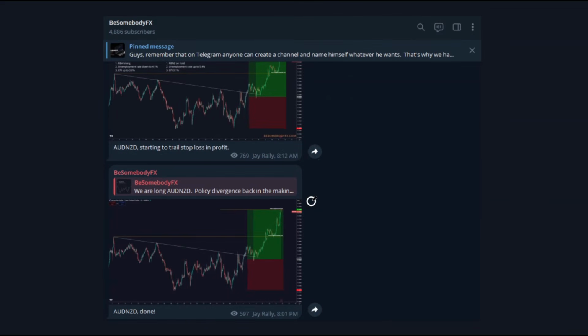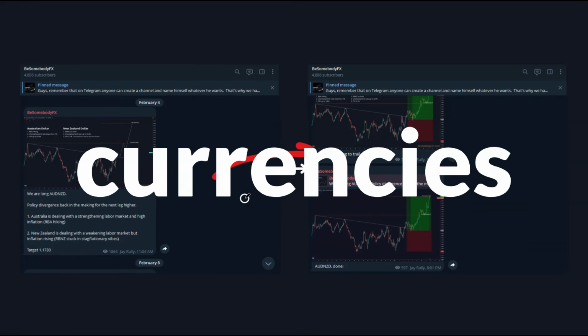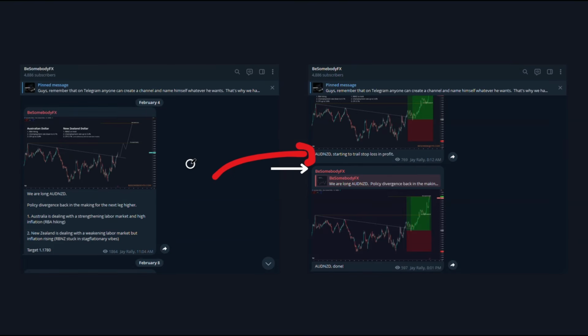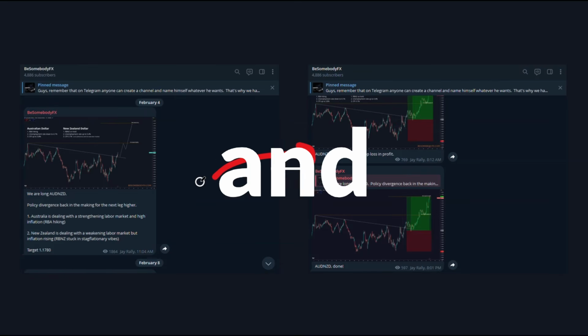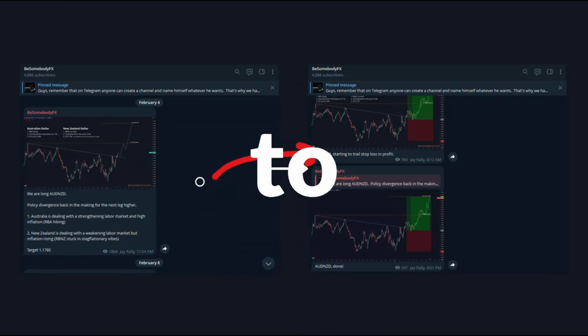These exact frameworks were behind the AUDNZD trade we took a week ago. The edge here is understanding how we saw the divergence forming before the move actually started to unfold. So today I'm going to show you how currencies trend when policy expectations separate, like it's happened here with the Australian dollar against the New Zealand dollar, how we identify this divergence early, and most of all, how you can repeat this pattern over and over again to take advantage of it.